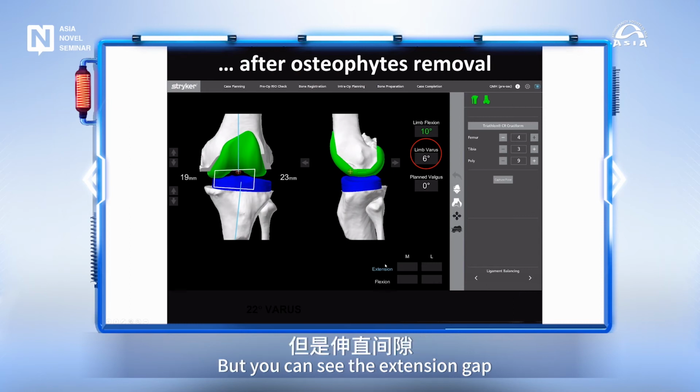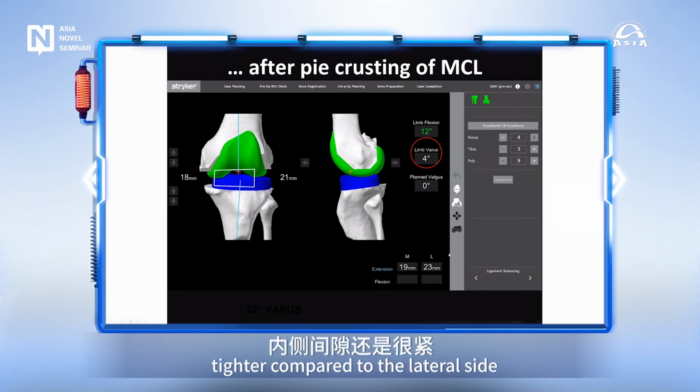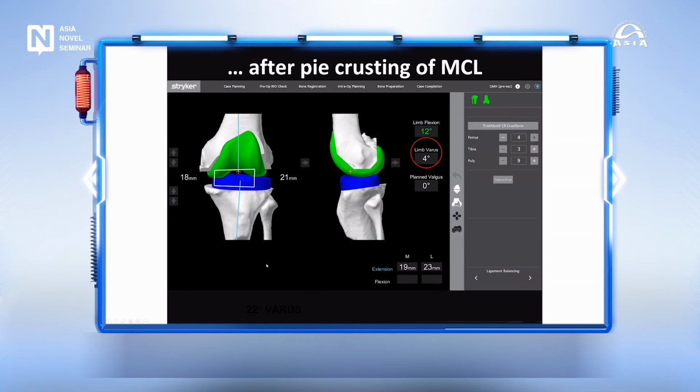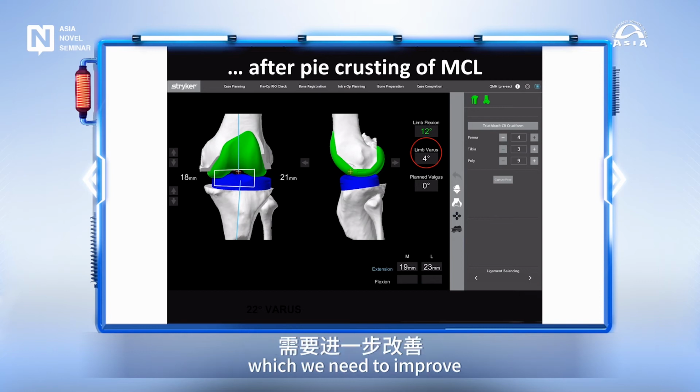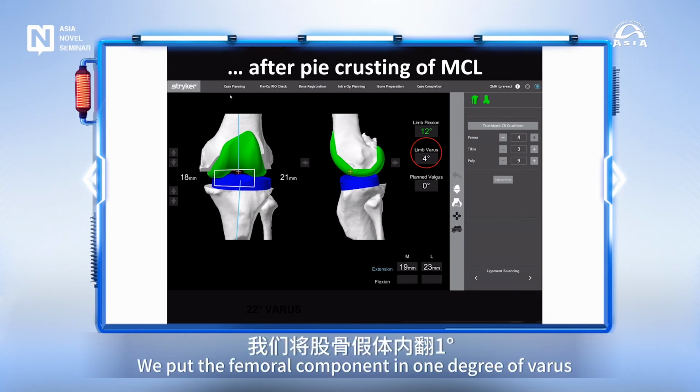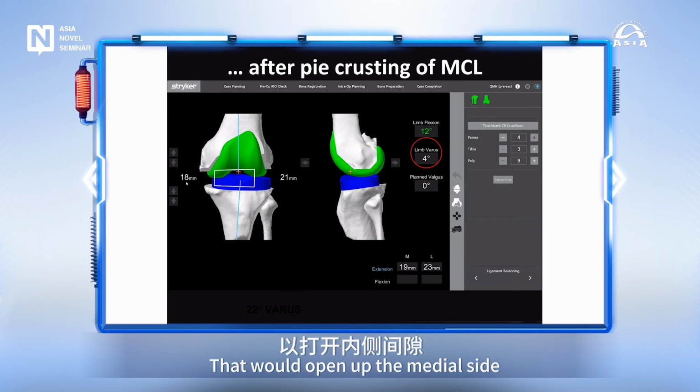But you can see the extension gap, the medial side is still very tight, tighter compared to the lateral side. Right, and the residual flexion contracture is about 12 degrees, which we need to improve. So we put the femoral component in 1 degree of varus. That would open up the medial side.